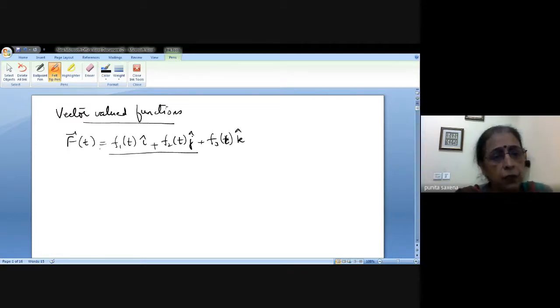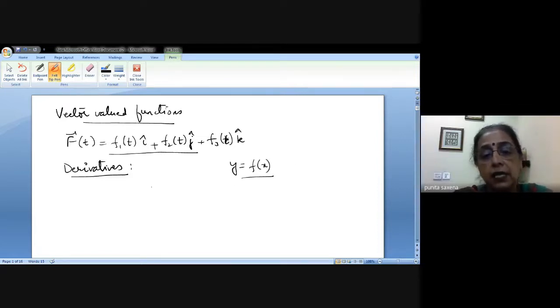And then we also saw how to find limits, how to check whether it is continuous or not, and so on and so forth. Similarly, I also said we can find the derivatives. Now, from our knowledge of calculus, if I have a Cartesian function y as some function of x, then the derivative dy by dx defines nothing but the slope of the tangent to the curve.